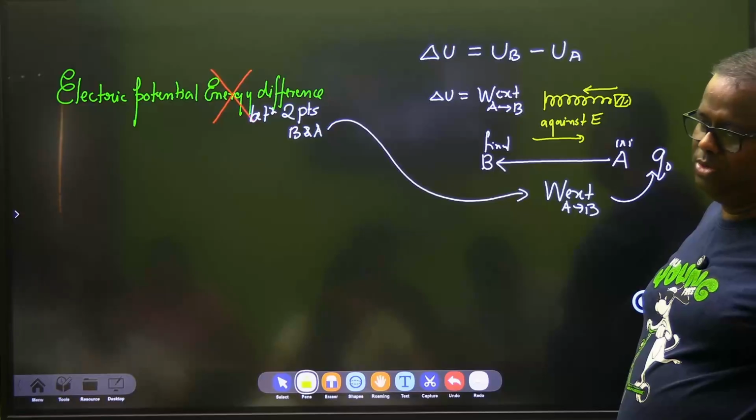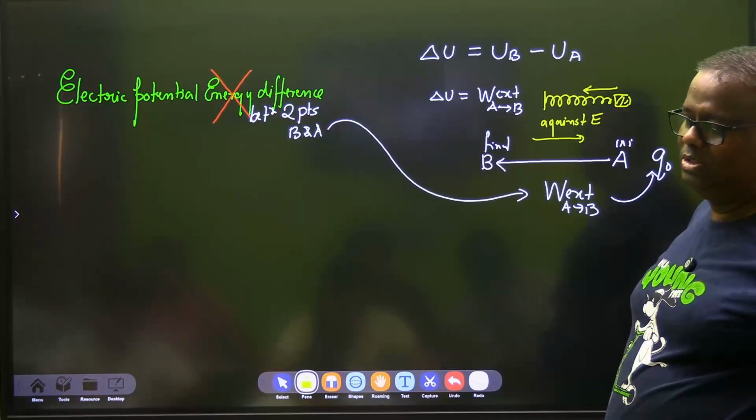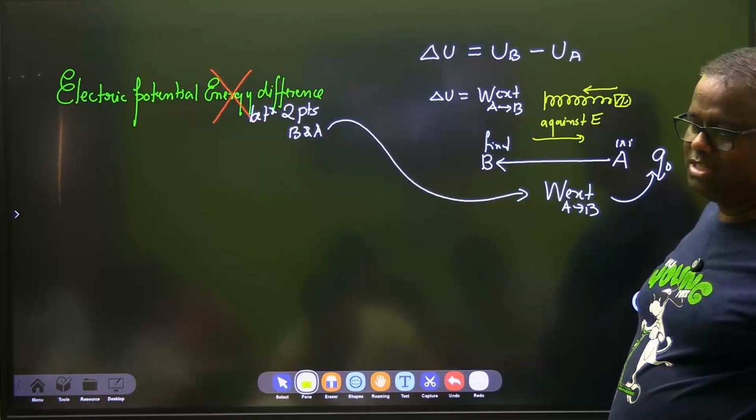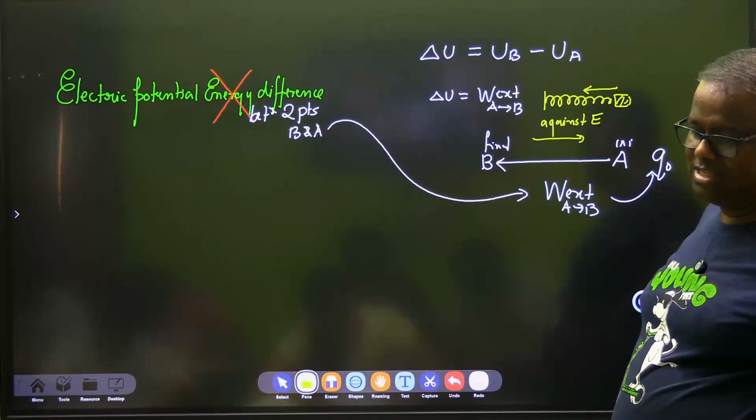U_B minus U_A, which is further equal to W_ext A to B.